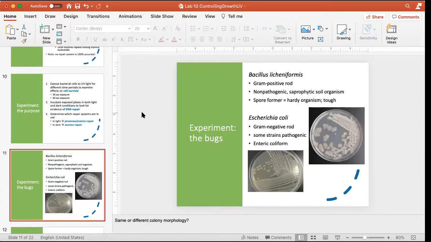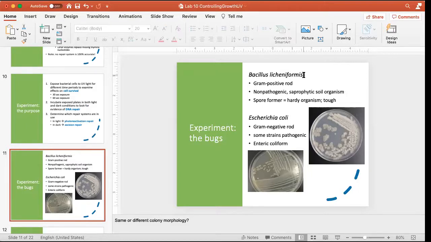Now let's talk about the organisms that we're going to use for our experiment. There are two bacterial cells that we're going to be using. One of them is called Bacillus licheniformis. That's quite a name. And the other one is our old friend Escherichia coli, or E. coli.